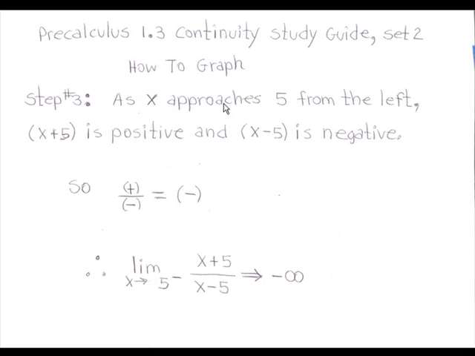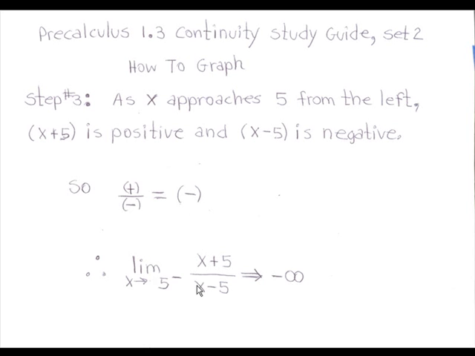Continuing on, as x approaches 5 from the left, x plus 5 is positive, x minus 5 is negative. So we have a positive divided by a negative is equal to a negative. Now, as the values of x approach 5 from the left, we now see that that function is approaching negative infinity. Why? Well, we already saw why the signs came out that way.